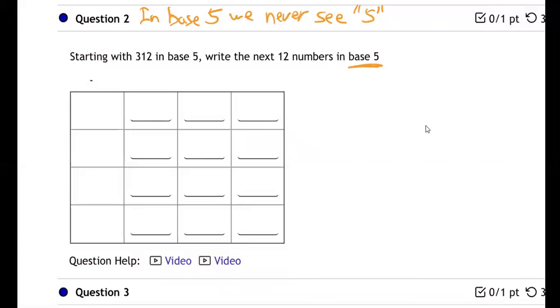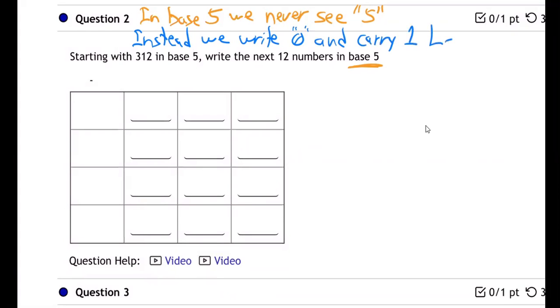What do you mean we never see or never write a 5? Well, instead we write 0 and carry 1 to the left. That's what we do. So let me just give you the rule, and I'll get to the logic about why in the world we have such a weird rule in a moment. So let's just do it, and then we'll talk about why it's true afterwards.